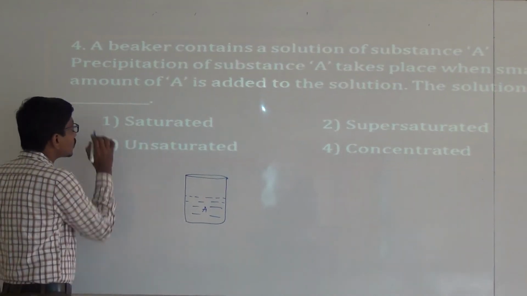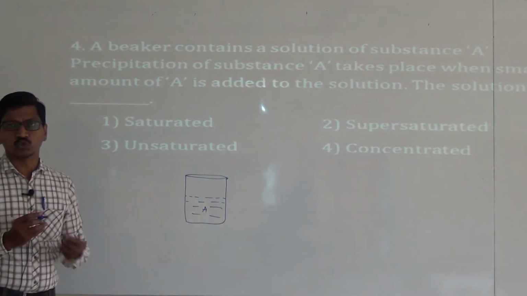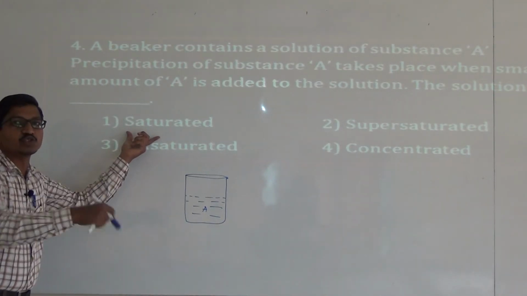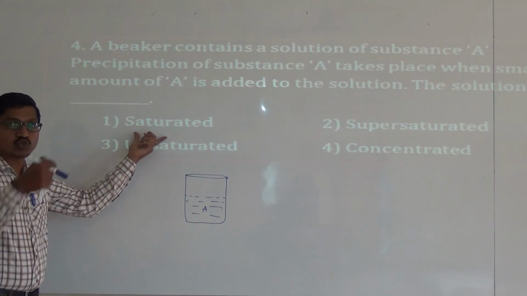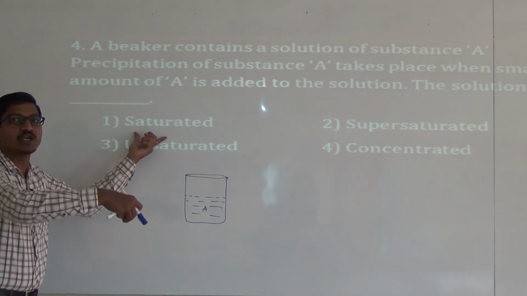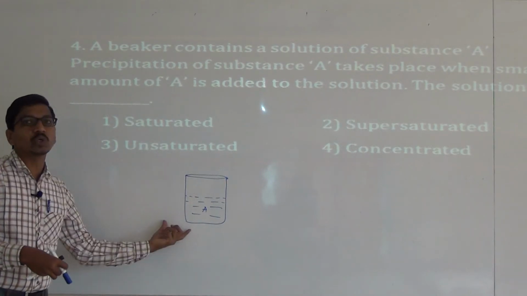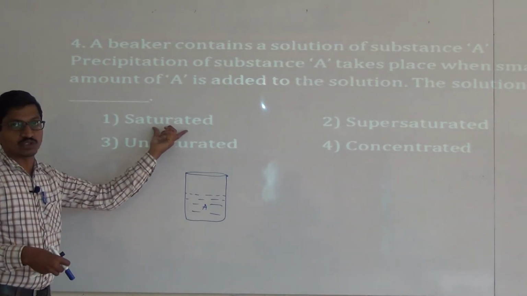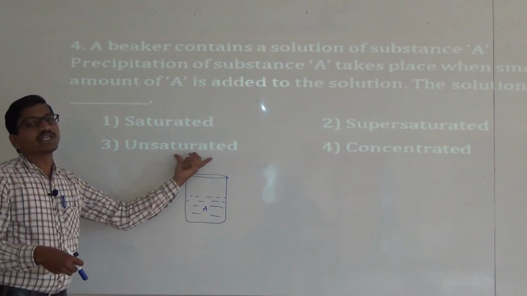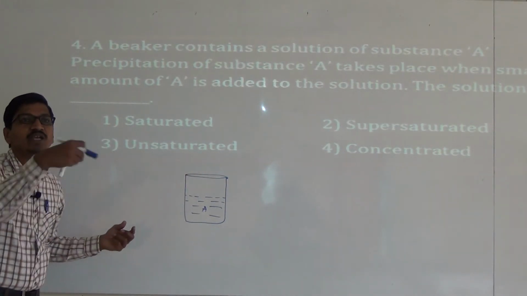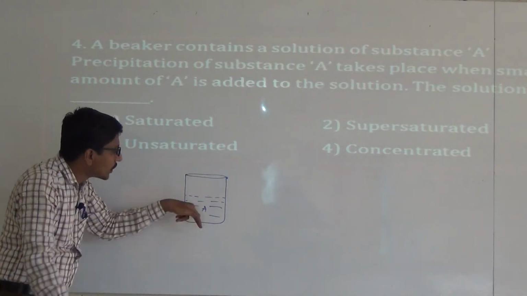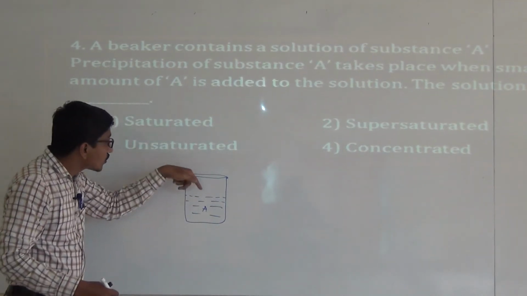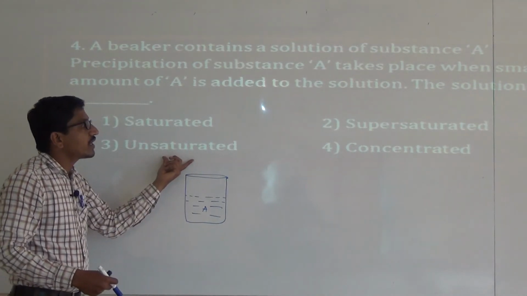First one is saturated solution. What is a saturated solution? Saturated solution means no more solute can be dissolved in the solution. Excess amount of solute is added to the solution and the excess solute is in an undissolved state. That is called a saturated solution. Third one is unsaturated solution, which means more solute can be dissolved. If you add a little more solute, it will dissolve. That is unsaturated. More amount of solute can be dissolved and the solution is called unsaturated.